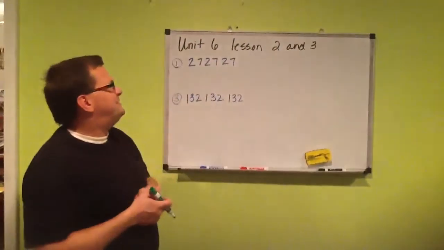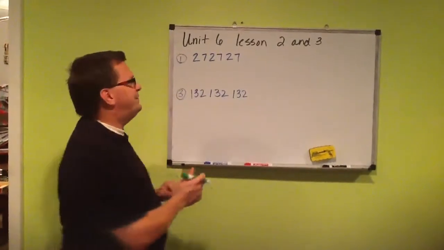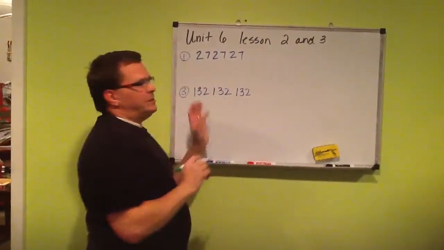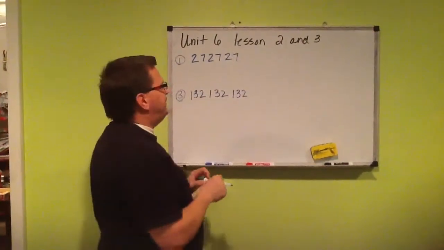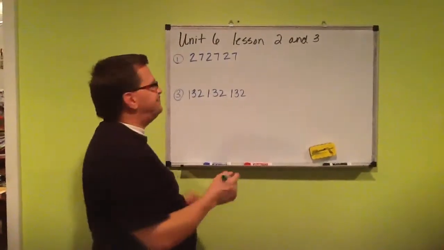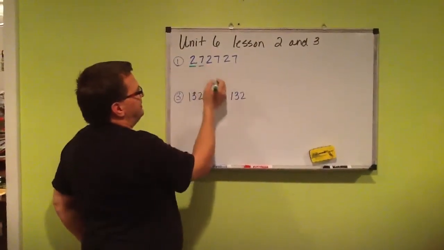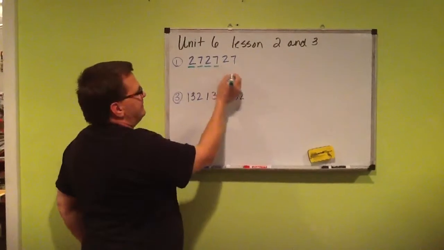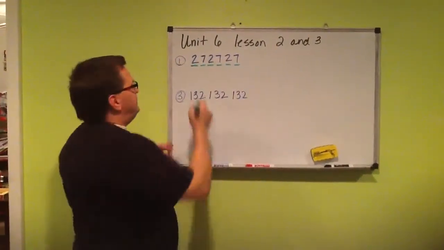Today we're going to be talking about Unit 6, Lesson 2 and 3, which is our start of our multiplication. But this is actually patterns. So we're going to look at the set of numbers and figure out our patterns. And as time goes on, it helps us in our multiplication. If we look at the first set, we have a 2, a 7, a 2, and a 7, a 2, and a 7. So you can see they're repeating the same two digits.